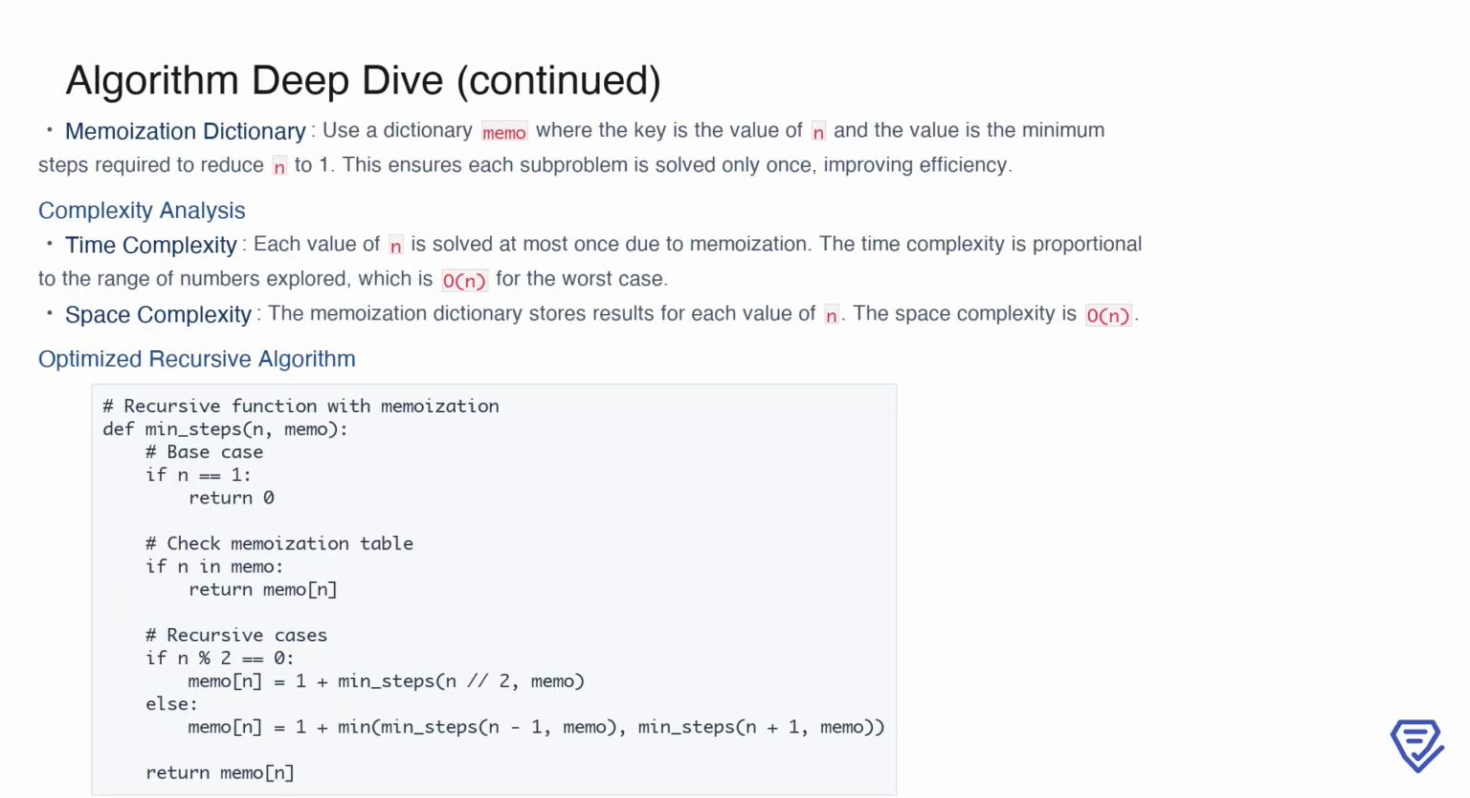To implement memoization, we use a dictionary where the keys represent values of n and the values store the minimum steps required to reduce n to 1.